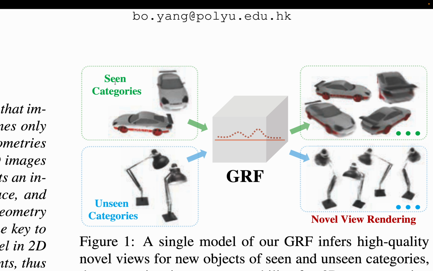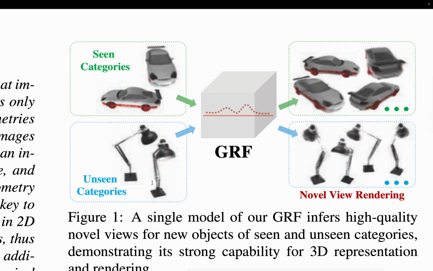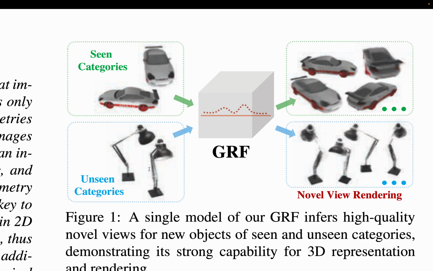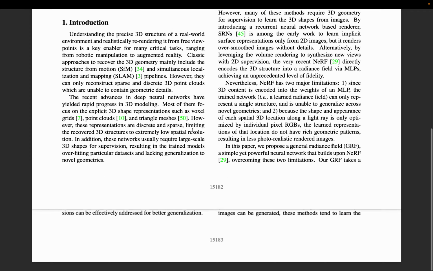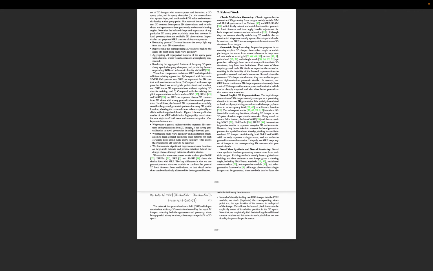But basically, let's say we've trained the model on cars. Then that means that at inference time, we can show new cars that the model has never seen, and the model can generate new viewpoints of those cars. But it also works for unseen categories, such as, for example, lamps. Even though the model has never seen those kinds of objects, it can generate new viewpoints because it has learned the geometric prior from other categories. So it's very powerful and very interesting. Okay, let's move on to the next page.